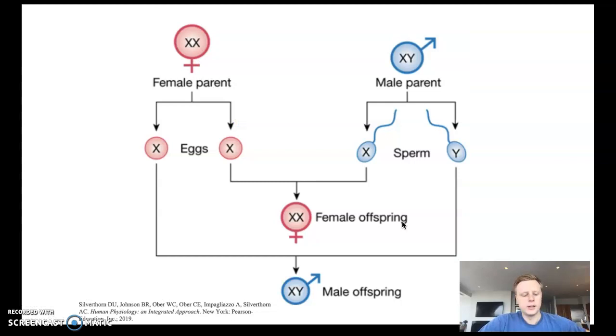In humans, gonads are the organs that produce eggs and sperm, which combine to form new individuals. In males, the organs are testes and produce sperm, and in females, there are ovaries, and they produce eggs. As shown here, sperm can be either X or Y, while eggs can only have the X chromosome. When an egg and an X sperm come together, a genetic female is made. And when an egg and a Y sperm come together, a genetic male is made.